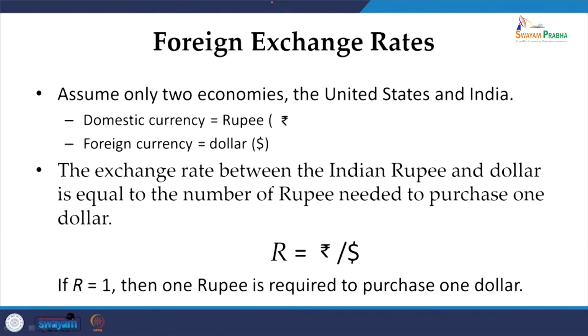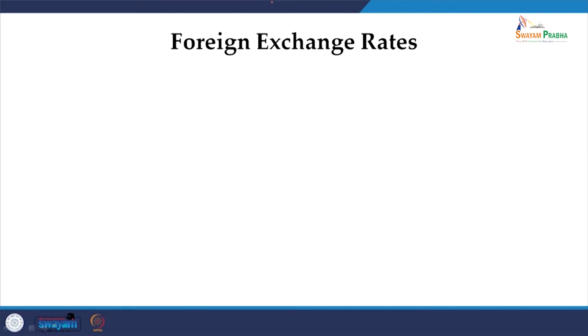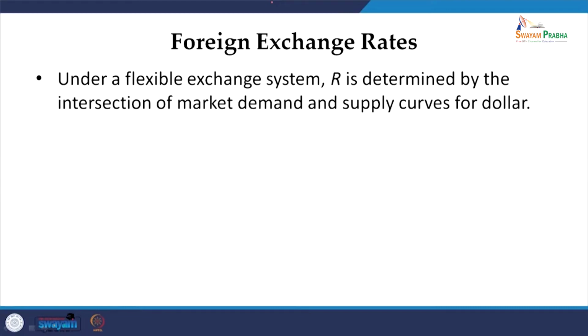Basically, how many units of domestic currency one unit of foreign currency can purchase is part of the definition of the exchange rate. The exchange rate R is defined as rupees divided by dollar. If R equals 1, then rupees purchased with $1 is 1, that is 1 can be exchanged with 1, and both currencies are equivalent to each other. Now, under a flexible exchange rate system, R is determined by the intersection of the market demand and supply curves for dollars, or we can say rupees.